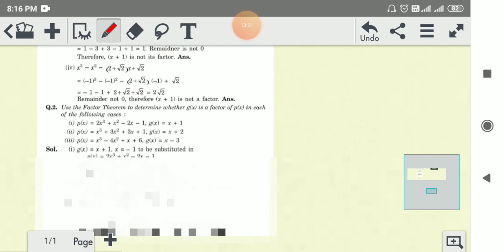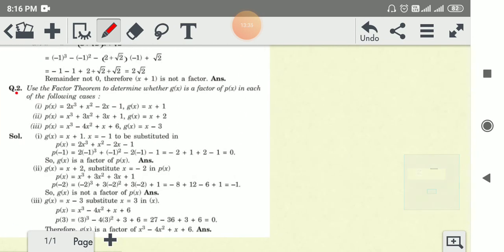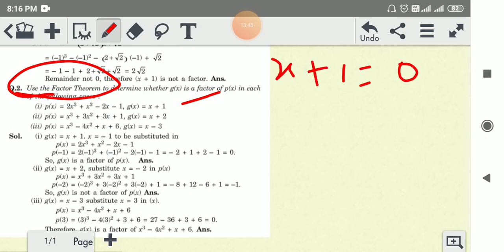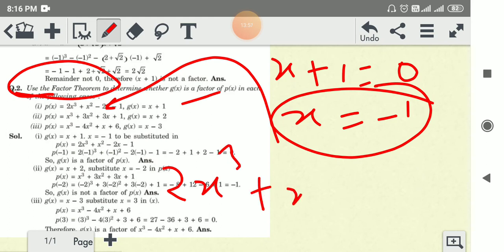Now question number 2 is a repeat question again, using the remainder theorem, meaning the factor theorem. Here we get the value of x from question number 1. Given x plus 1 is equal to 0, so the value of x is equal to minus 1. Put the value of x in this equation. The equation is 2x cube plus x square minus 2.